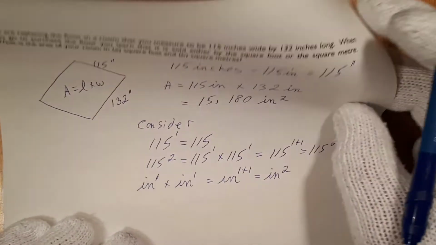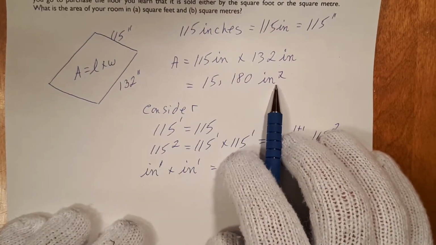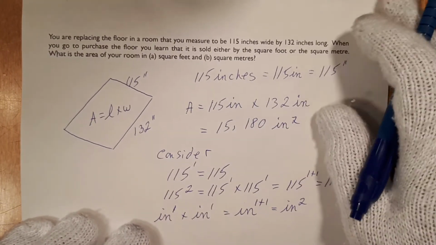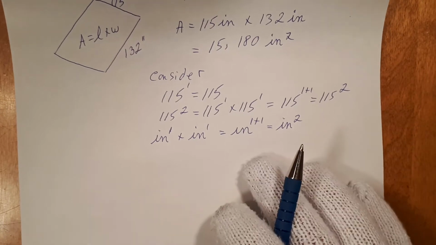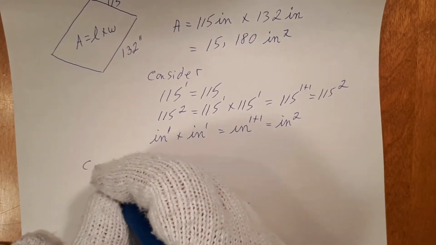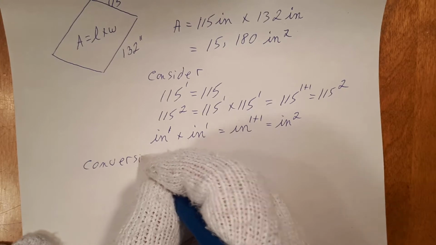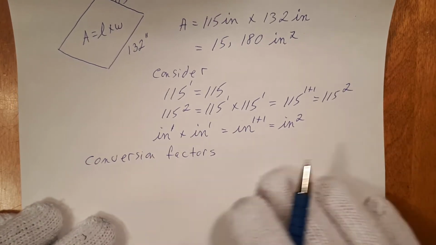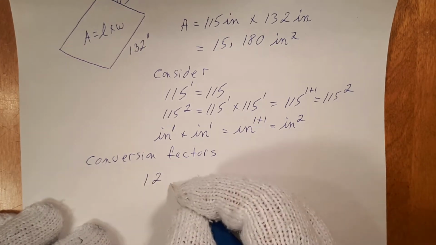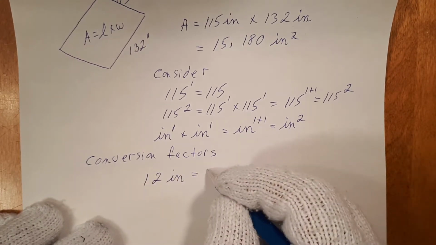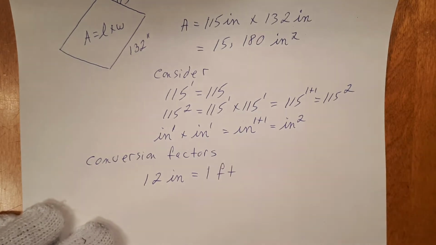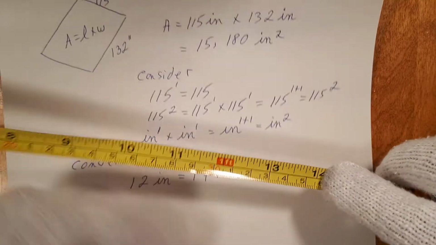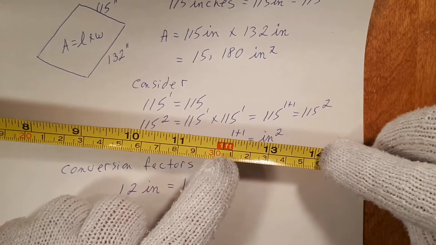The conversion factors now we're going to use. Okay, we have to change square inches either into square feet or into square meters. The conversion factor that we're going to use for this particular word problem is 12 inches is exactly equal to 1 foot. And we can see that here on the measuring tape. I open up this measuring tape right here. 12 inches is also 1 foot.